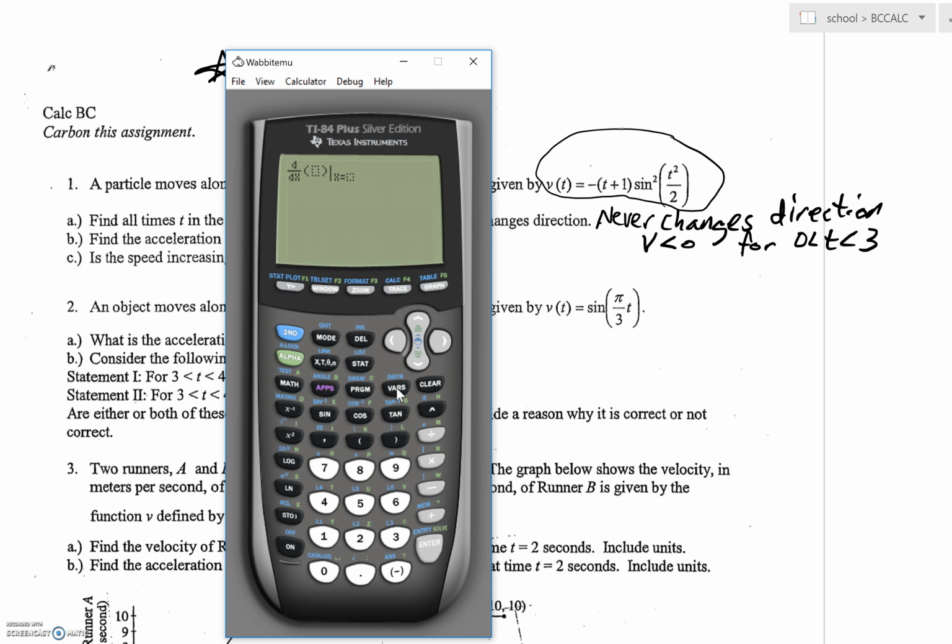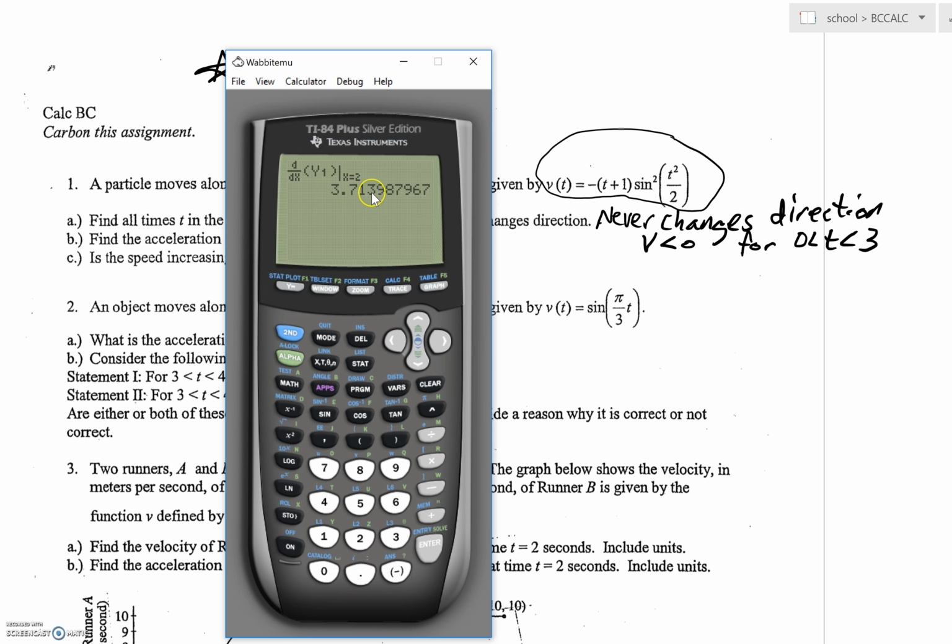We can hit vars, right by that down arrow. Go to Y-vars, hit the right arrow. Go to function, go to Y1. See, that's why we graphed that first. Right now, I don't have to retype it. I typed it out once, that was enough. And then it'll say, what value do you want me to find the derivative at? And it's at t equals 2.